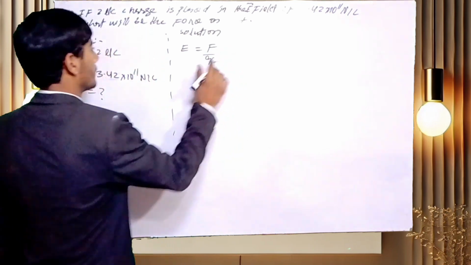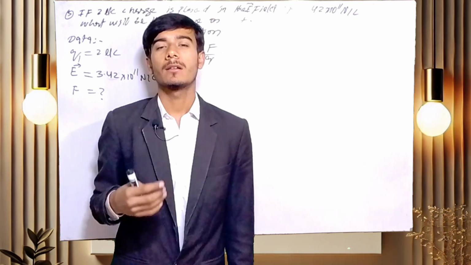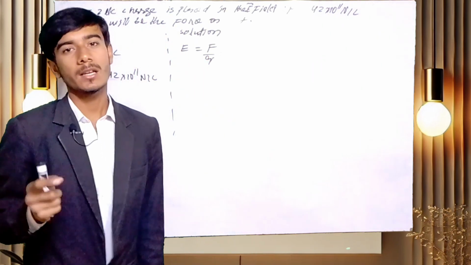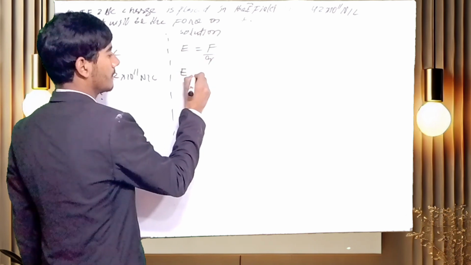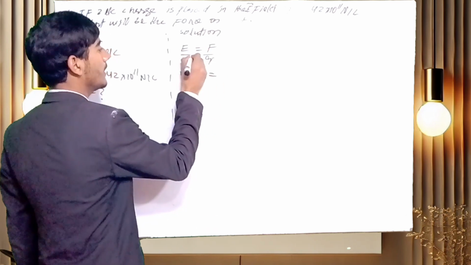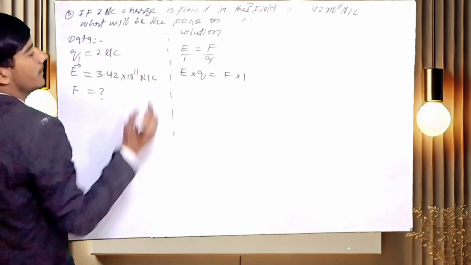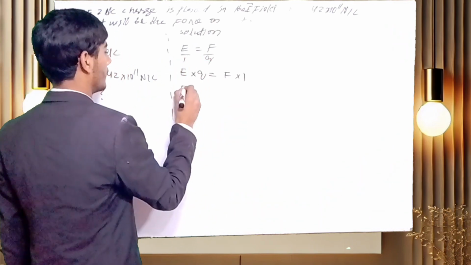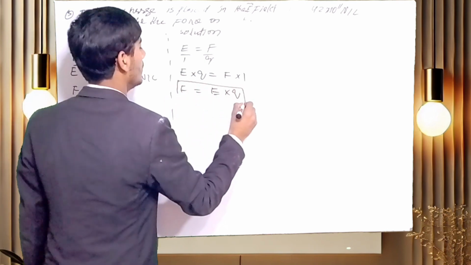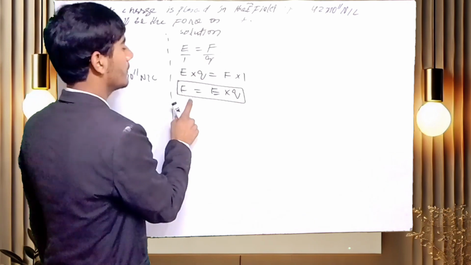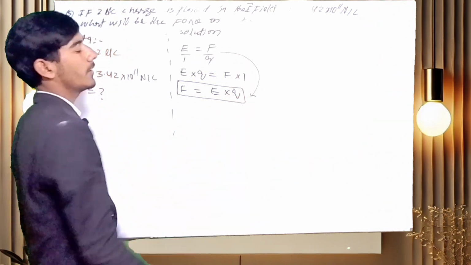Force. Now we have to find the force. So we are going to rearrange using the cross multiplication rule. E multiplied by Q, and force multiplied by 1. Now we have to find the force. Force is equal to E multiplied by Q. We rearranged the equation and we got this formula.